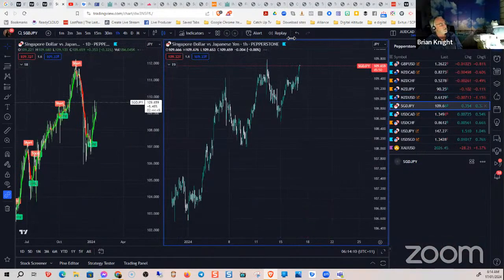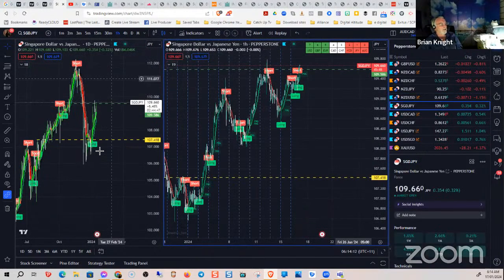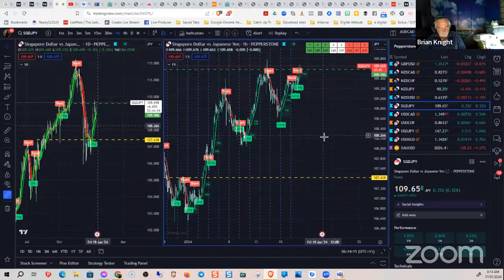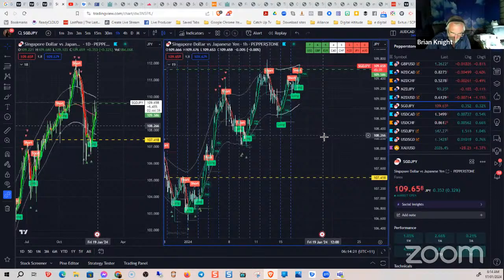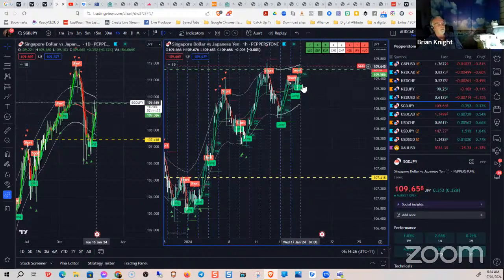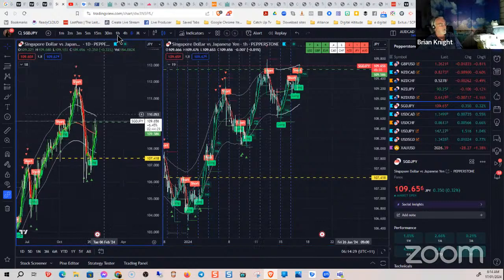Singapore Japanese yen still pushing up, right? And it's still within that area. So SGDJPY, an easy one, that one. Wait for the pullback down and then get into that on the daily for the buy. I think it'll go up and break the high.